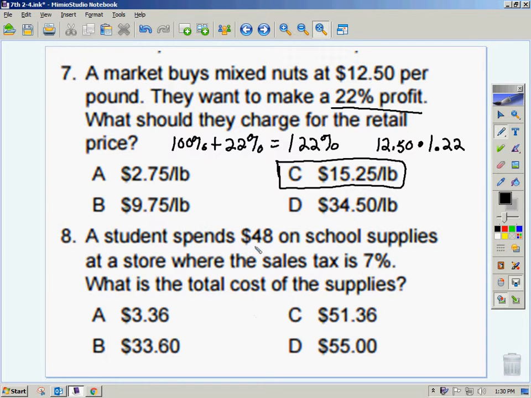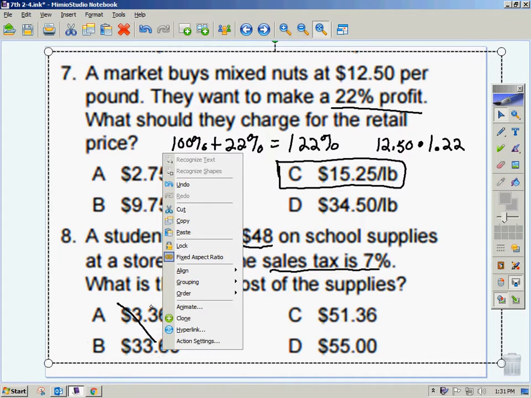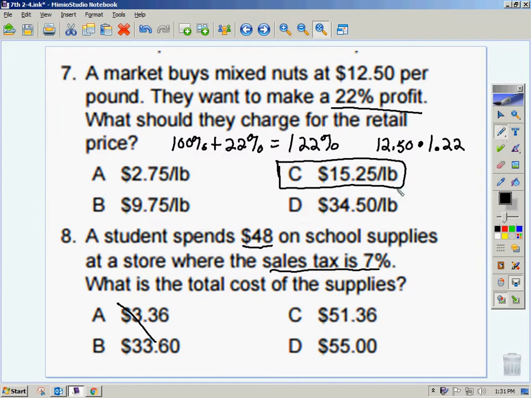I real quick want to talk about things that I could cross out on number 8, just to help with test taking skills. If it was $48 and I'm being charged tax, what can you tell me about the cost of the item? It's got to be what? More. Which two can I automatically cross out? There is no way A or B could be my answer. Okay?